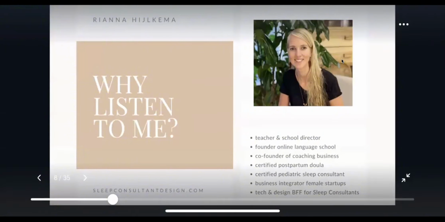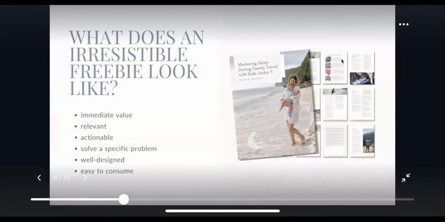Let's move on, because what does an irresistible freebie look like? As you can see on the right side, you see my travel sleep guide. Your freebie should always draw in your ideal client. As you can see, it's very clear: this is for parents with children under 5 years old, and this is about travel. So it's already two things: the value and the audience that you want to attract.